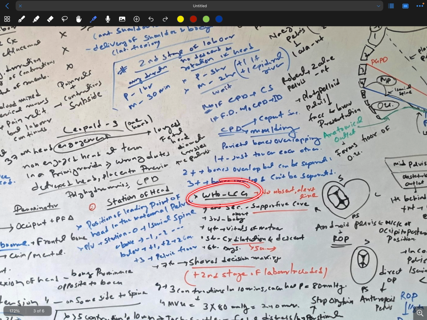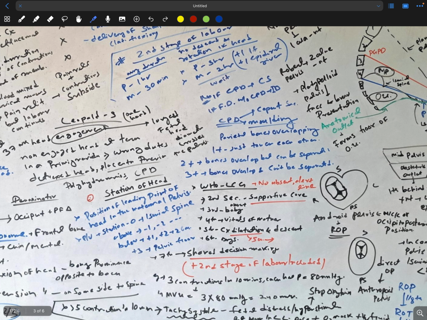Now another thing is the WHO labor care guide. So this is the latest. What is the difference between the partogram and the labor care guide? In the partogram we have an alert line and an action line. One is the alert line, another is the action line. So here the alert line is present, and this is the action line.